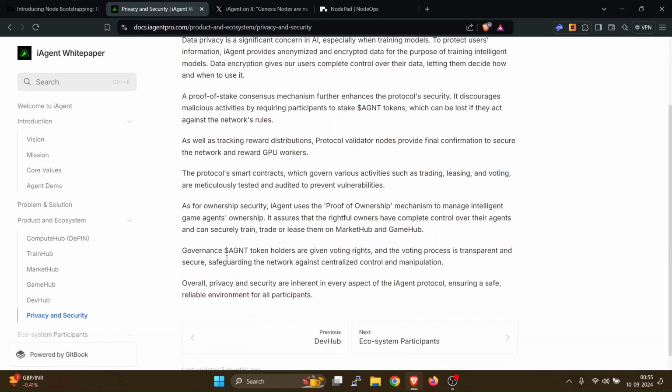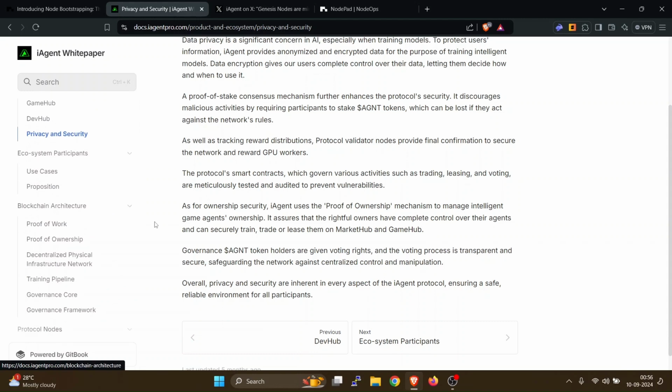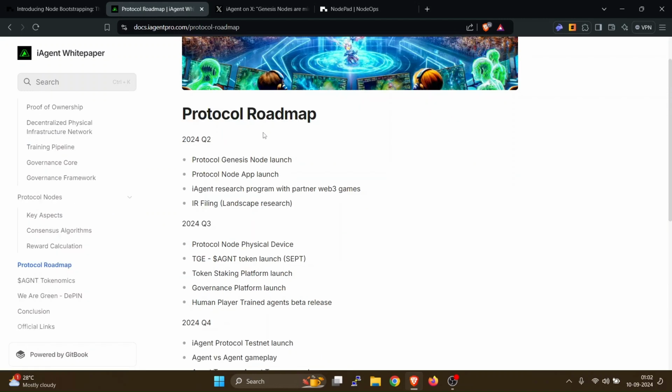The agent token is also involved in governance. Governance is nothing but this: if you stake the tokens, you gain some voting power. You can use the voting power if they create any proposal. If you like the proposal, you can vote for it, or if you don't like it, you can vote against it. It is based upon the voting power. The proposal may get approved or rejected. It is a better way of decentralization.